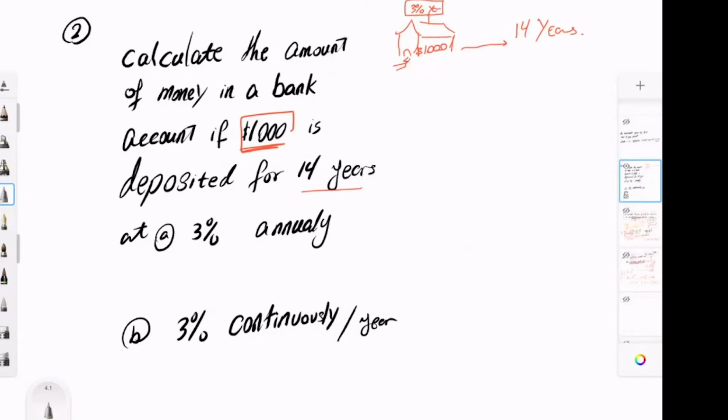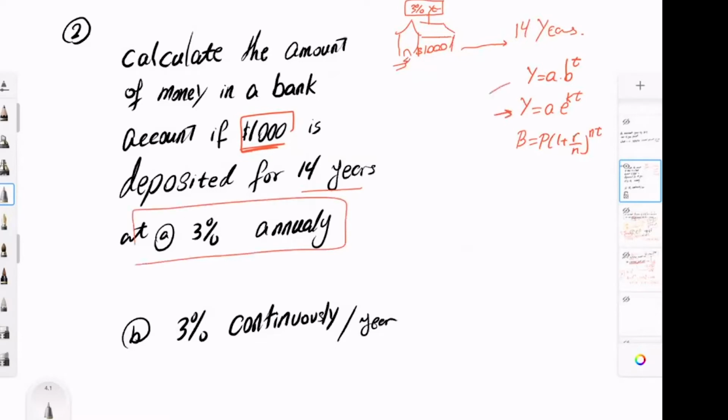There are 3 formulas you learned. You need to tell me, do you use y equal to a times b to the power of t, y equal to a e to the power kt, or B equal to P(1 + r/n) to the power nt? Which one do you want to use? So definitely this is out because we don't see the word continuously here. You can use the first one, or you can use the last one. Annually means n equal to 1 and r equal to 3%.